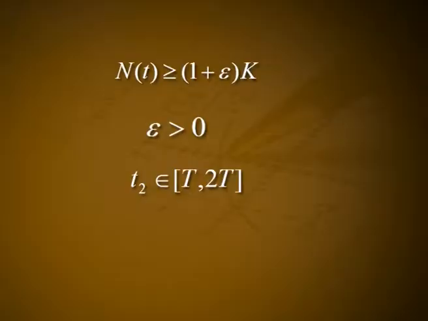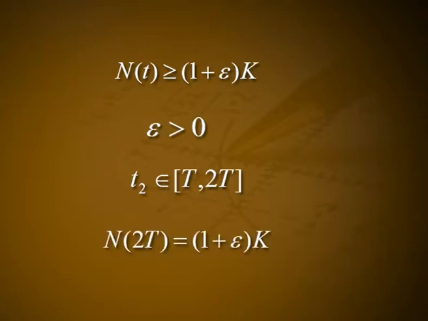We prove now that there exists a time t3, where t3 is greater than capital T, such that n(t3) is equal to k. If this is not the case, then n(t) would be larger than k for all times and decreasing. Suppose n(t) is greater than or equal to (1 plus epsilon) times k for some epsilon greater than 0 on the interval t in the closed interval 2T to t, with n(2T) equal to (1 plus epsilon) k.